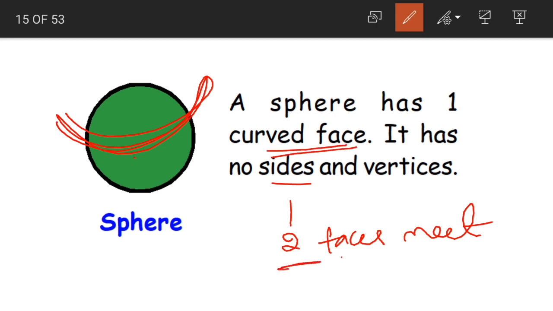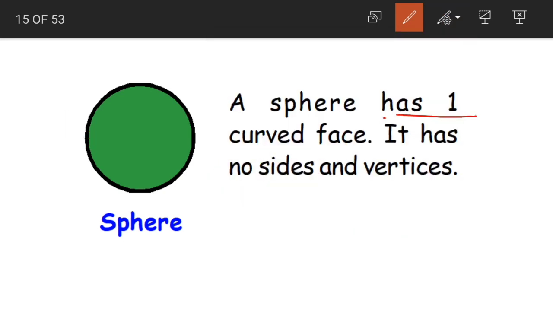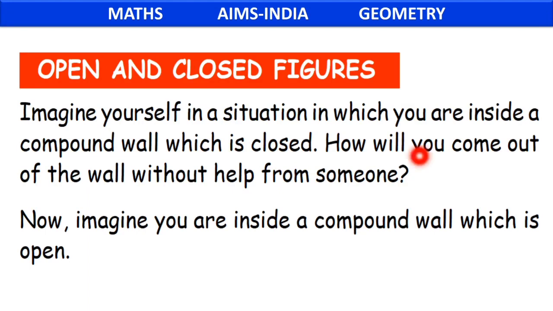So it has no two faces to meet. So sphere has no sides, and in the same way, as it has no sides, it has no vertices. Is this clear children about sphere? Sphere has only one curved face. When it comes to sides and vertices, it has no sides and vertices.